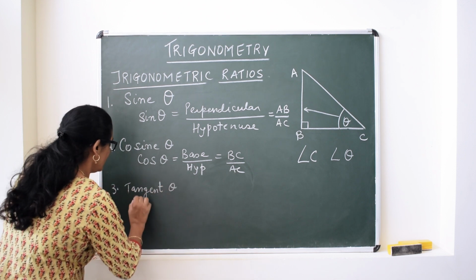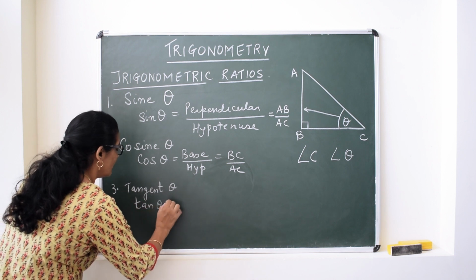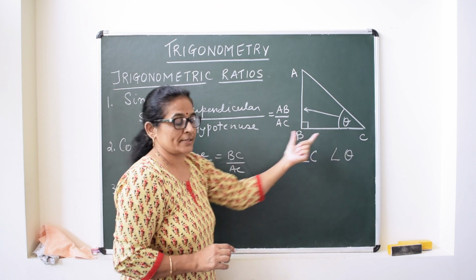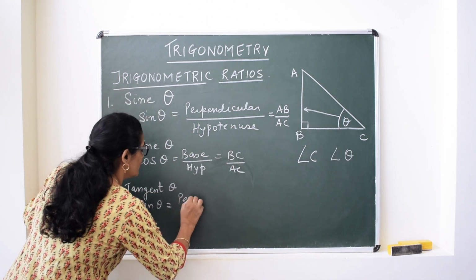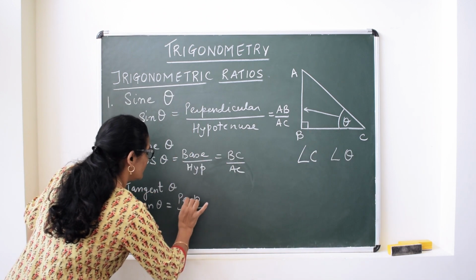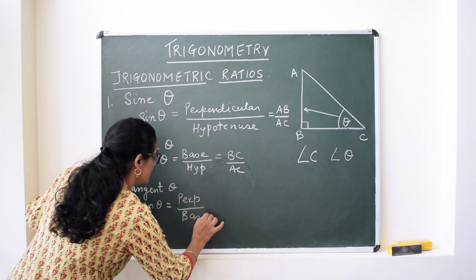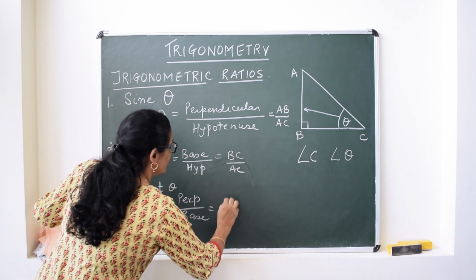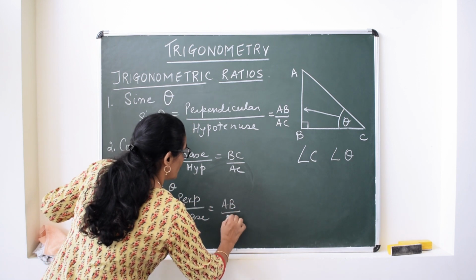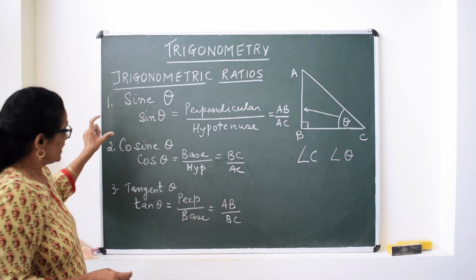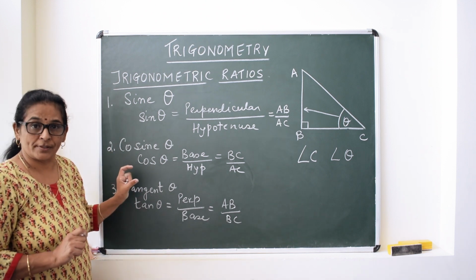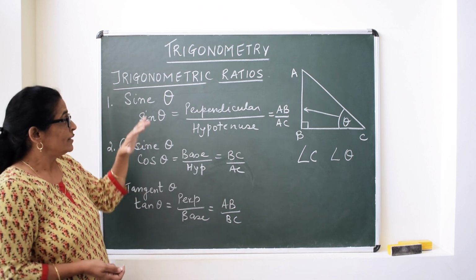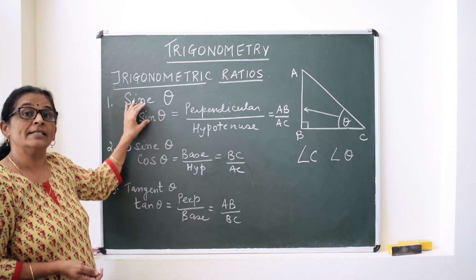Tangent of this theta, short form is tan theta, and that is perpendicular upon base. So perpendicular upon base, and for this theta we already have discussed the perpendicular, that is AB upon BC. These are three main ratios, and there are other three which are reciprocals of these three.